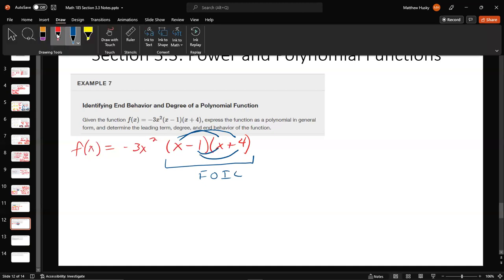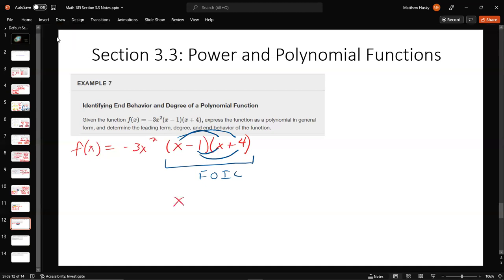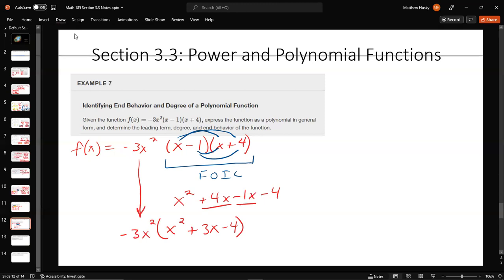So when we do that, what do we get? X times x is x squared, x times 4 is plus 4x. Negative 1 times x is minus 1x. Negative 1 times 4 is negative 4. That and that are like terms. So we can put that together and get x squared plus 3x minus 4. That's what you get when you multiply those things. Don't forget that there's also negative 3x squared hanging around in the front. Now we're ready to do the distributive property and multiply by this guy back here.